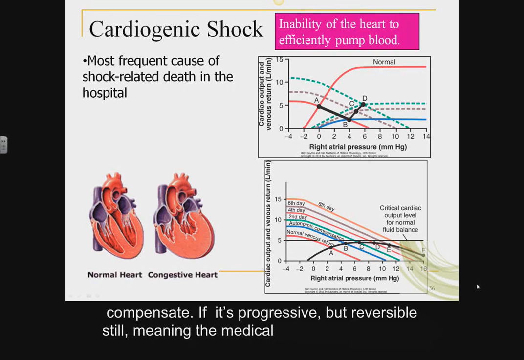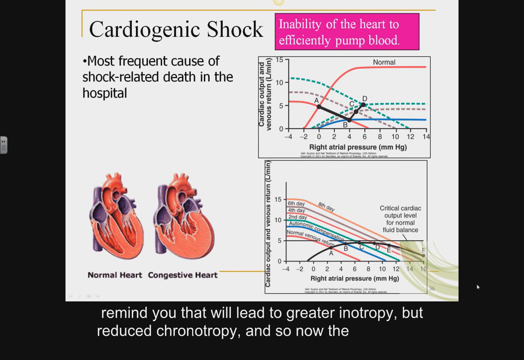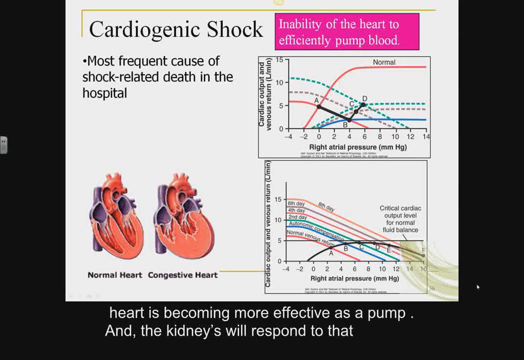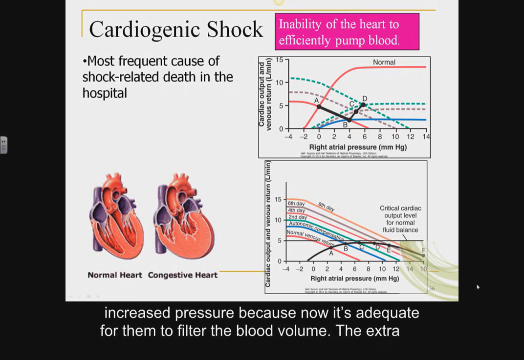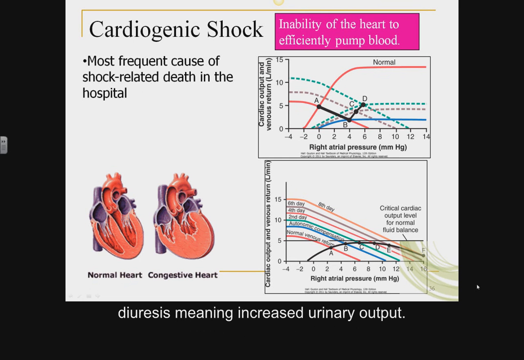How can we help this person? Well, if they're in progressive shock, but they're clearly not able to compensate, if it's progressive but still reversible, meaning the medical intervention could help, we could help this person with digitalis. That could lead to greater inotropy but reduced chronotropy, and now the heart becomes more effective as a pump. The kidneys will respond to that increased pressure now because it's adequate for them to filter the blood volume. The extra blood volume that they were retaining, they will eliminate that extra fluid, and this is called diuresis, meaning increased urinary output.